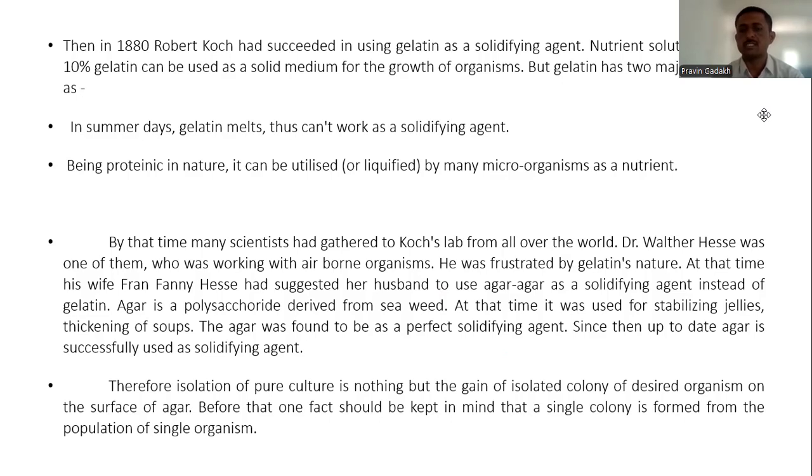Therefore, isolation of pure culture is nothing but obtaining an isolated colony of the desired organism on the surface of agar. Before that, one fact should be kept in mind: a single colony is formed from a population of a single organism. So this is the historical background. Robert Koch carried out his work in the laboratory and used gelatin as a solidifying agent for the nutrient media. But due to some drawbacks, he observed some difficulty in maintaining the pure culture.